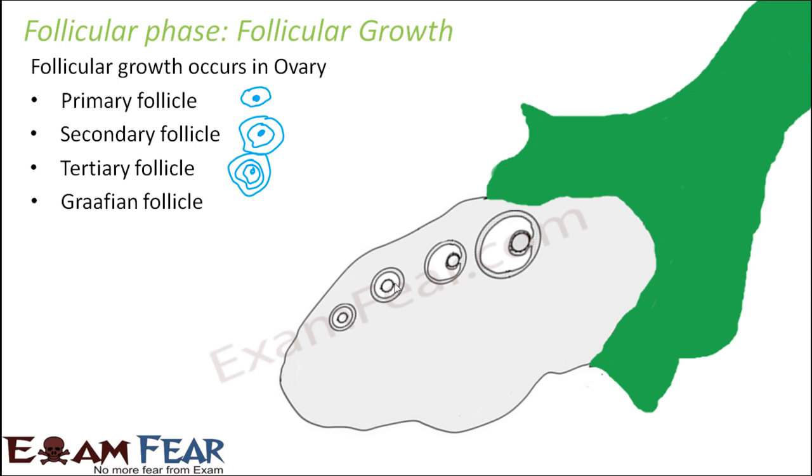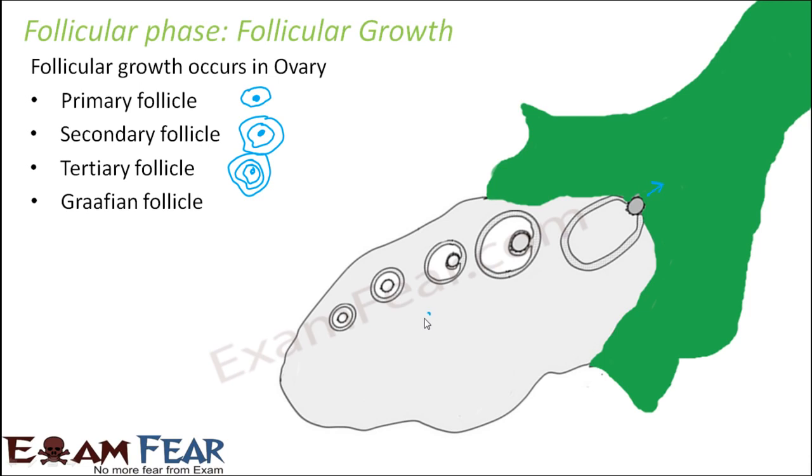Inside the primary, secondary and tertiary follicle was present the primary oocyte. But by the time the tertiary follicle matures into the Graafian follicle, the primary oocyte also undergoes meiosis to form the secondary oocyte, and the secondary oocyte also undergoes meiosis to form the ovum, that is the egg, and this ovum gets released when the Graafian follicle ruptures. So the Graafian follicle ruptures and the egg is released.